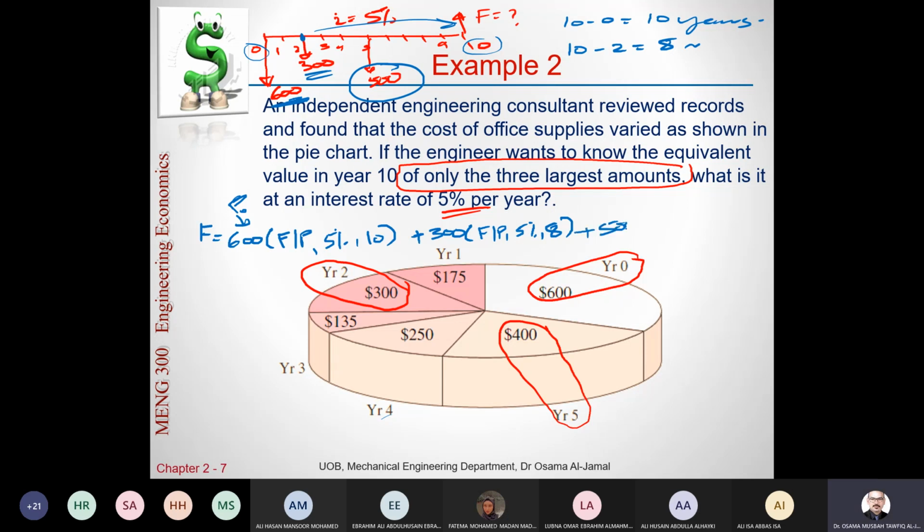And the third one, plus 400, F given P, 5%, shifting from year 5 to year 10. So 10 minus 5, 5. That's the standard notation. Sorry, 400 here. Yes, we're taking that one.